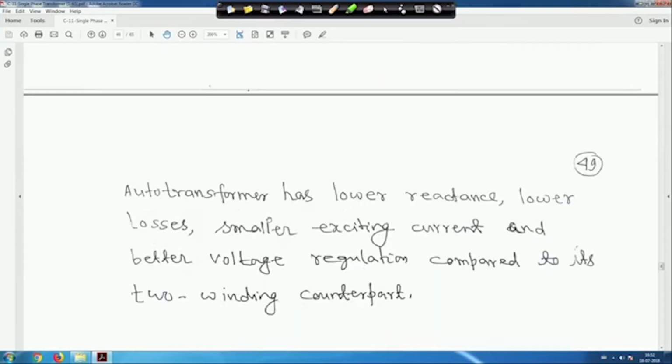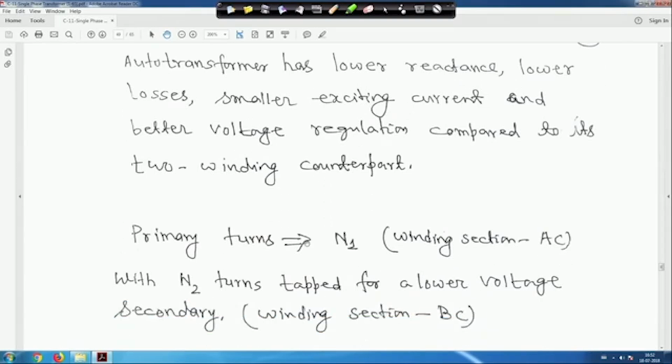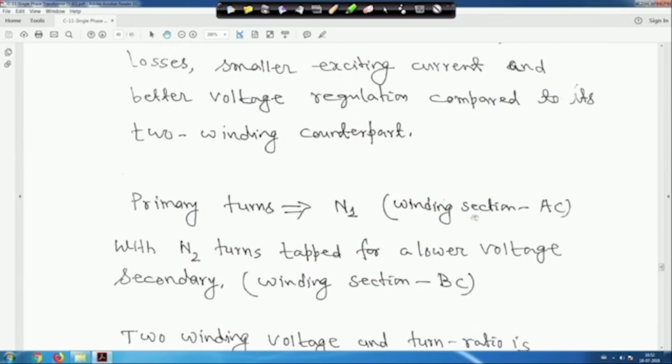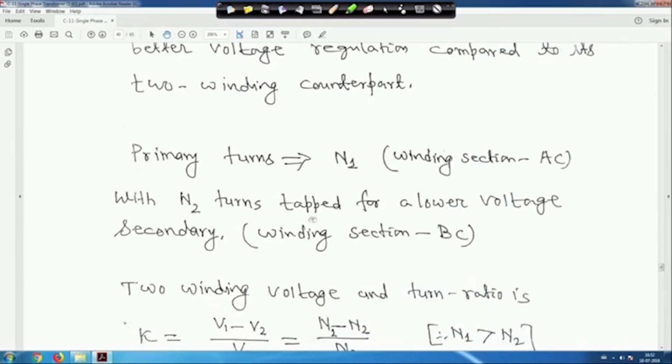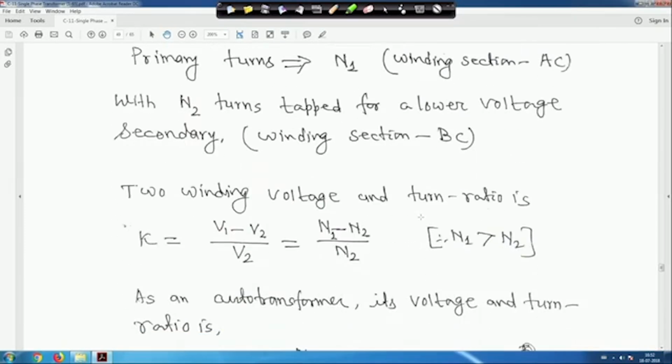So, an auto transformer has lower reactance, lower losses, smaller exciting current and better voltage regulation compared to its two winding counterpart. The primary has N1 turns, as I told you, with winding section AC, and with N2 turns there is a tap for a lower voltage secondary winding, section BC. Now, the two winding voltage and turns ratio.